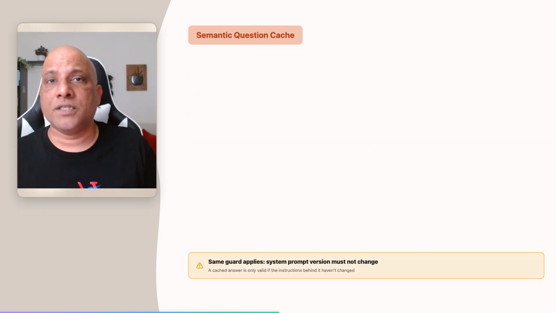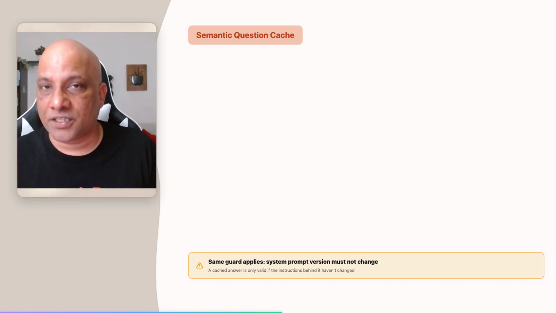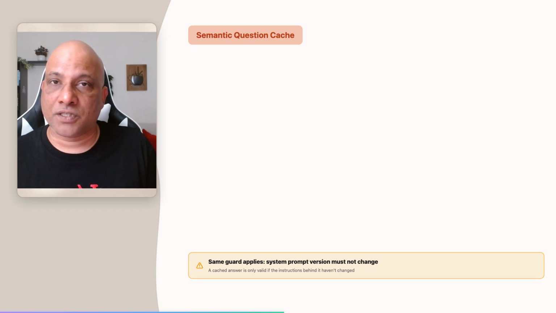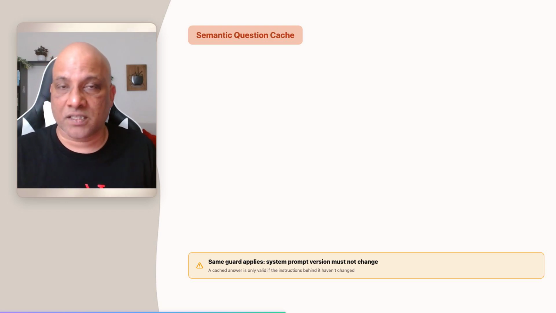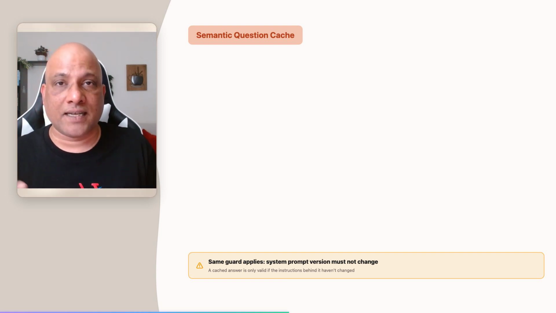Last but not least, your system prompt version should not change. Your model version should not change. These are things we discussed with exact question type matching, and they still apply to semantic caching.